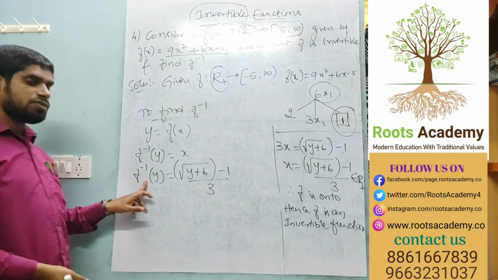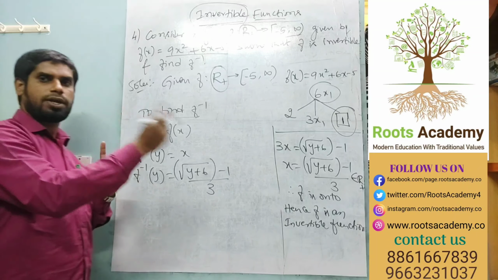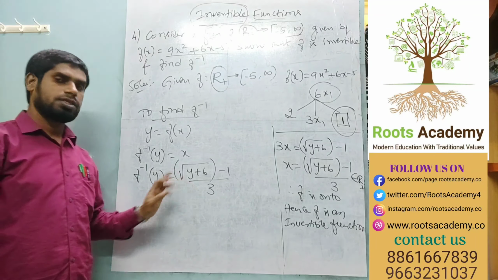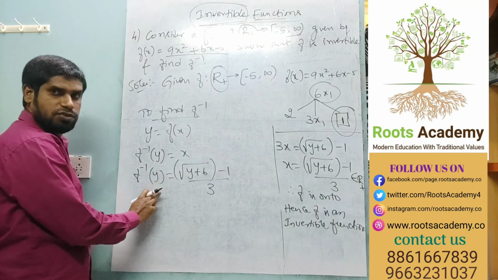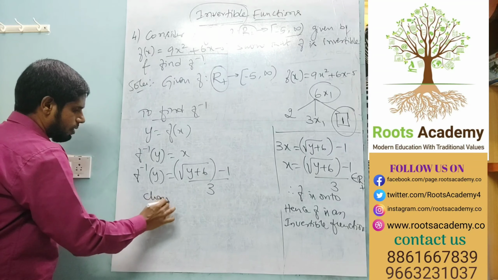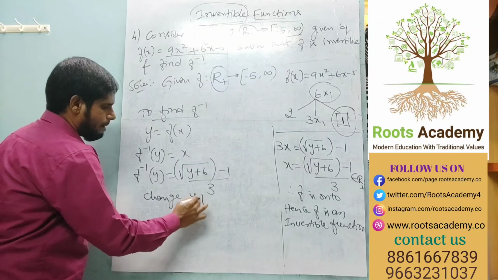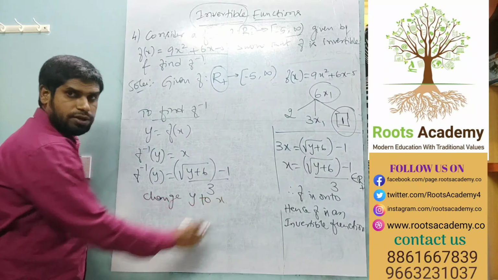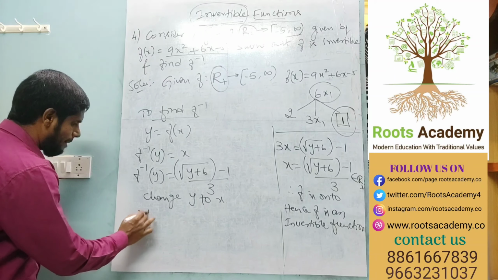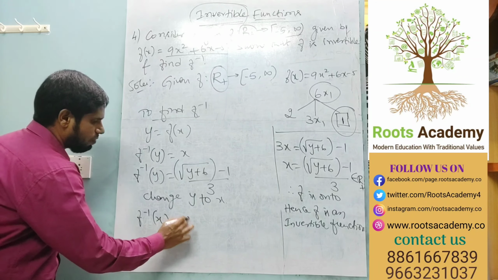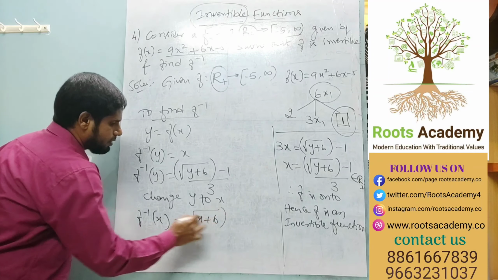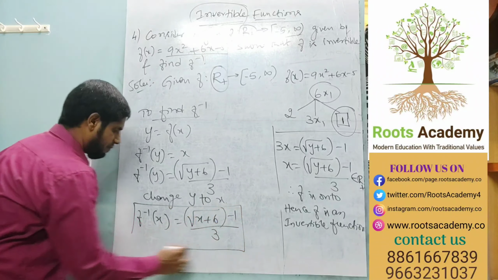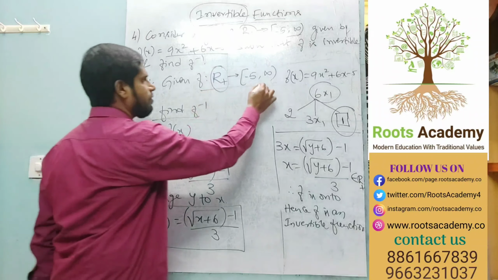Now students, since it is an inverse function, we know in an inverse function domain and codomain will interchange. With that, I will change y to x. So what do I get? F inverse of x is equal to root of x plus 6 minus 1, whole divided by 3. And this is the final inverse of this function.